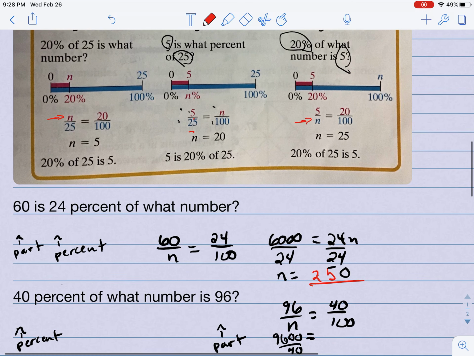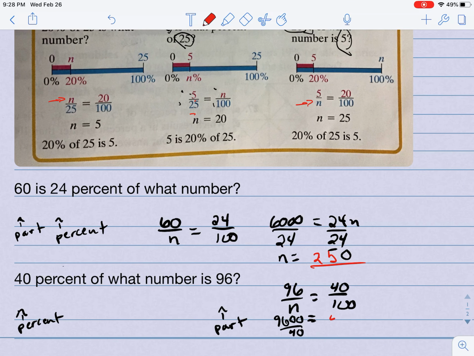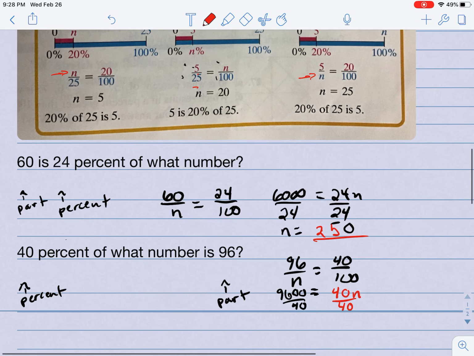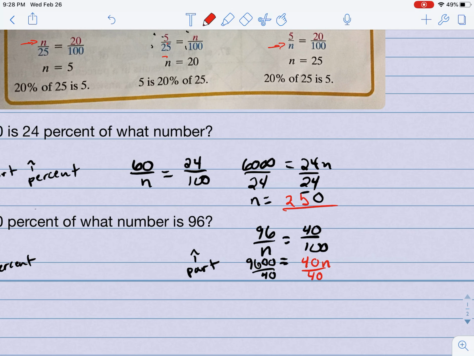9,600. And then 40n. And then you divide both sides by 40 to solve for n. And that in there you will get 240. So n equals 240. So if you take 96 and divide it by 240, you should get 0.4. And you can double check that on a calculator.